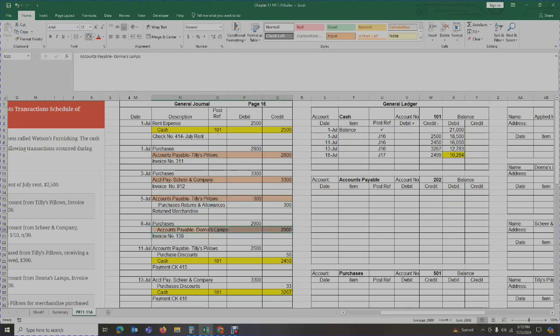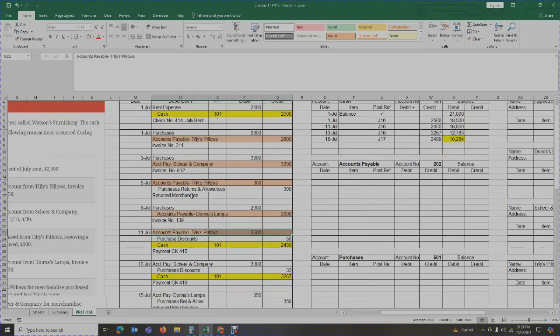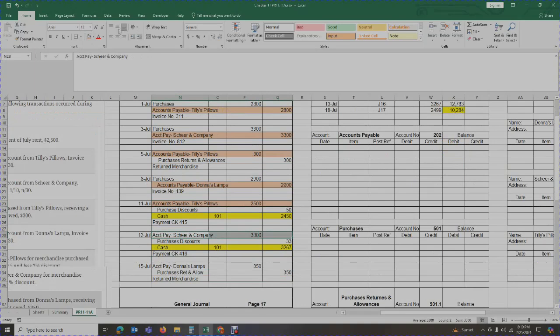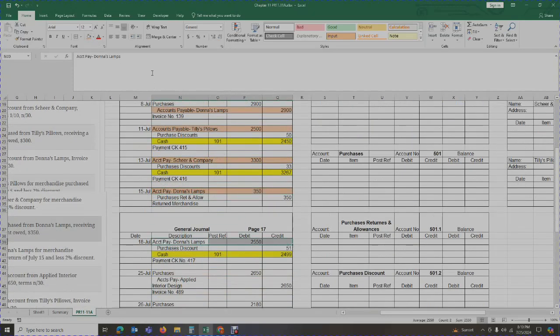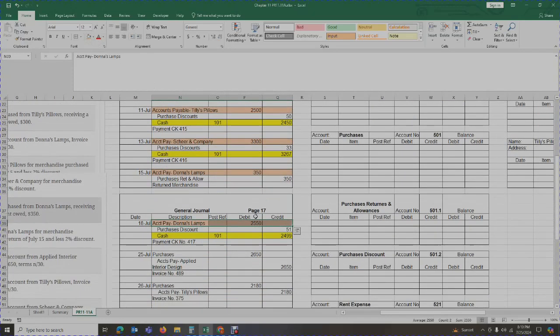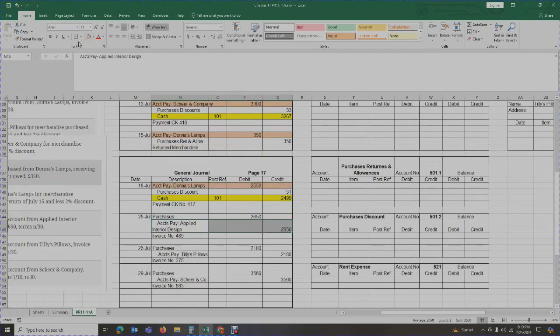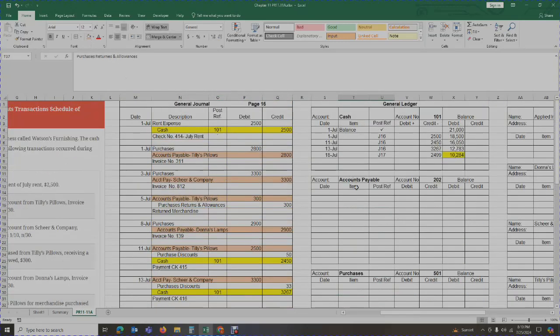All of these are affected because they are an accounts payable account. Okay, so we have quite a bit of entries. So locate them, highlight them, mark them, whatever works for you. Okay, so we have a lot to post to my accounts payable balance.